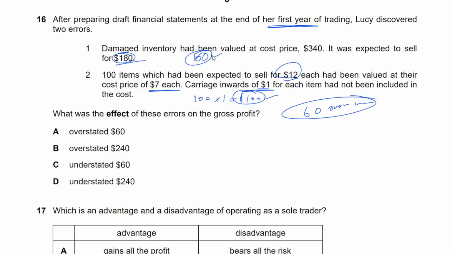Overvalued, undervalued. The net effect is 60 is overvalued, right? Because 100 cancels the 100, and so 60 is overstated. Yeah, that looks good. A.